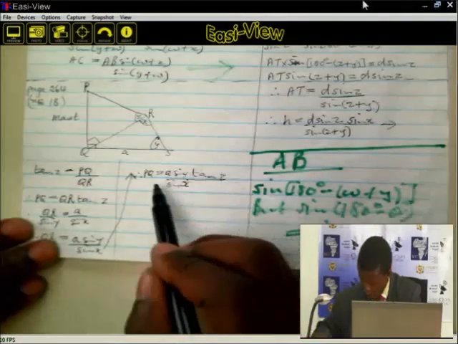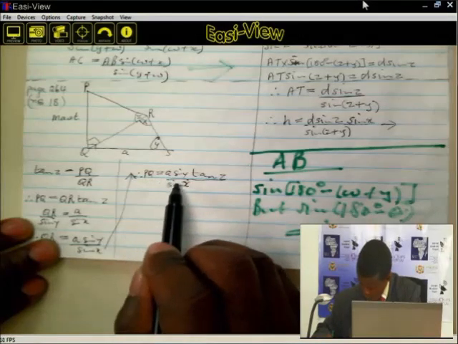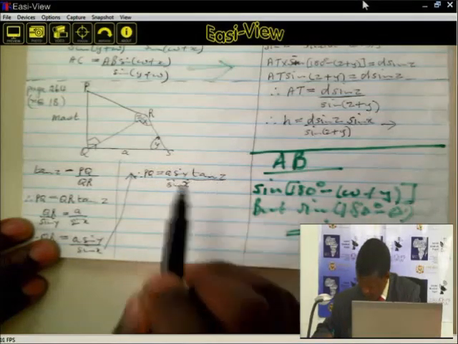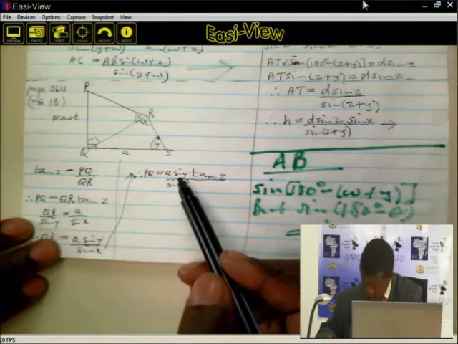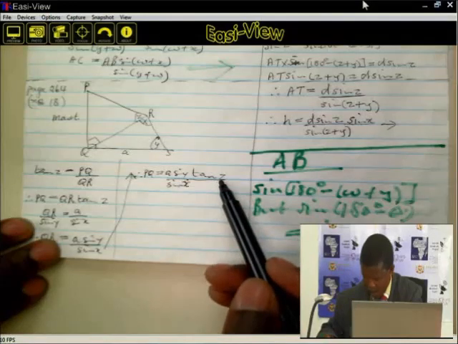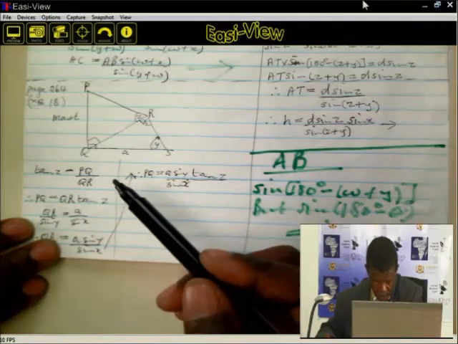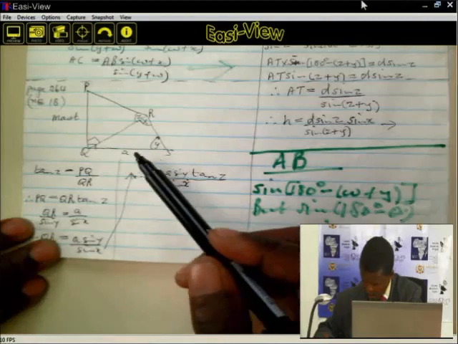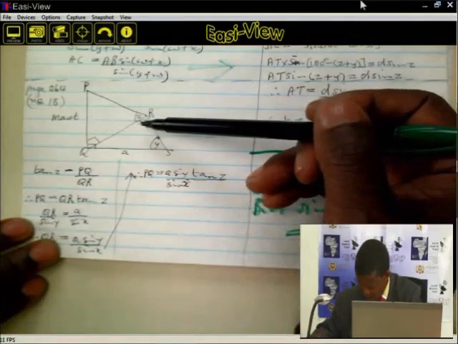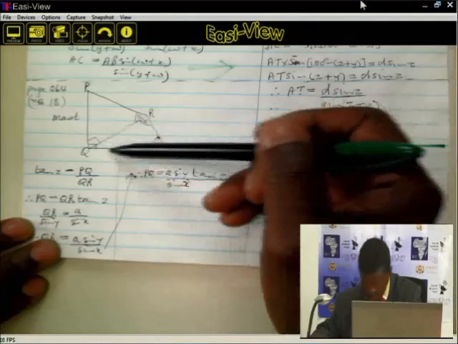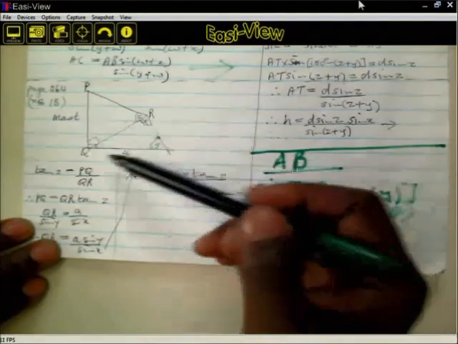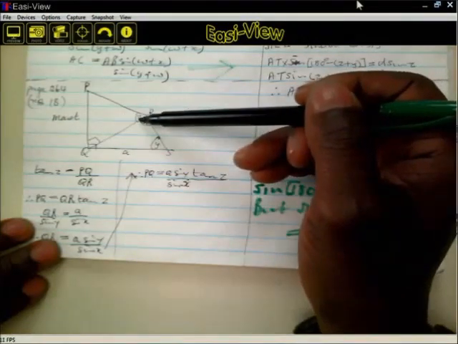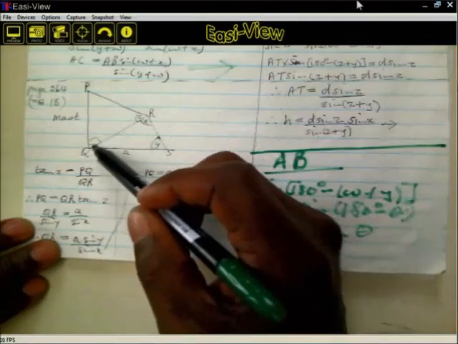Another thing, look at this, PQ equal to a sine y tan z over sine x. How many angles are we talking about? We are talking about x, y, and z. So what I suggest you do, although methods differ, is that you look at x. This x is in a non-right angled triangle. You look at y. This y is in a non-right angled triangle. However, when you look at z, this is in a right angled triangle.